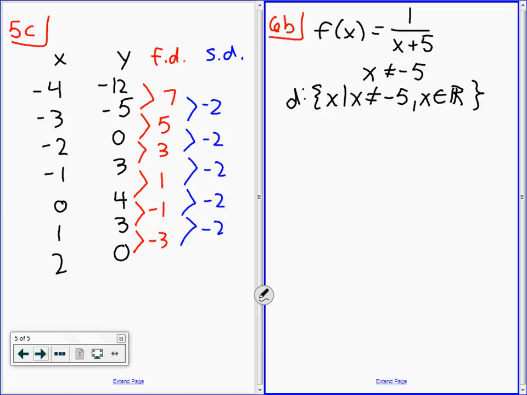Now, do you want me to do the way Mr. Kemp did it? All right, here's the way Mr. Kemp does his domain. We go from -infinity to -5, and then from -5 to positive infinity.